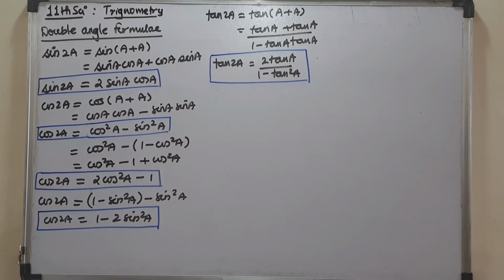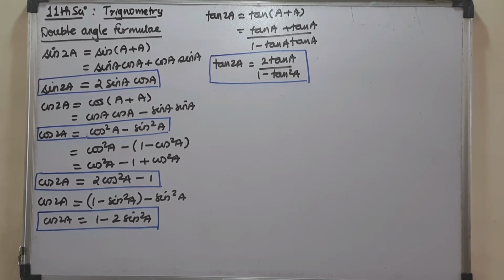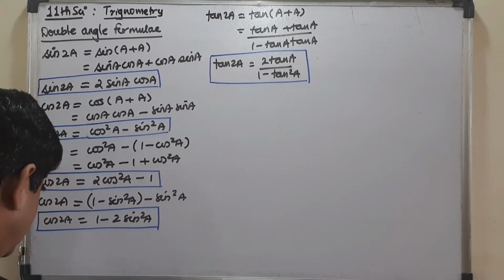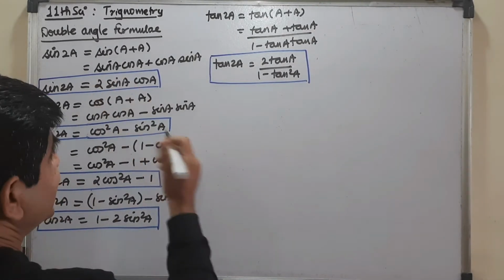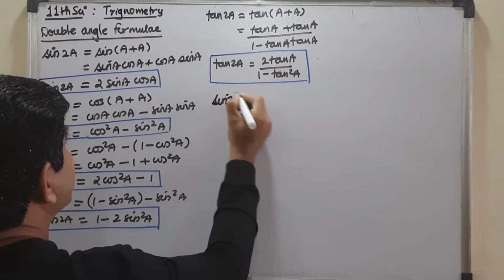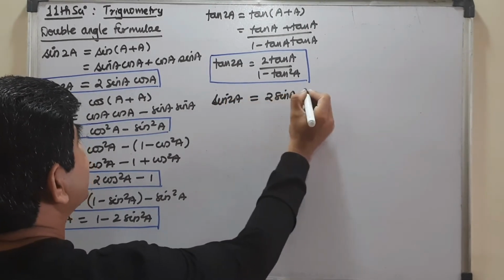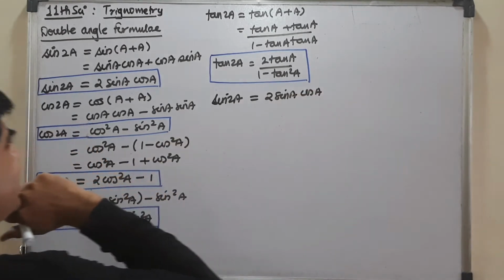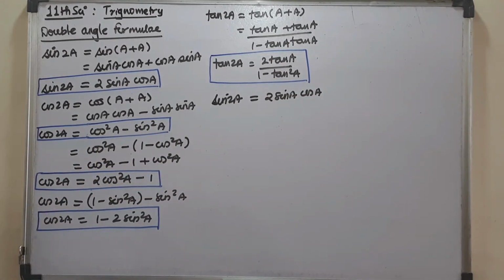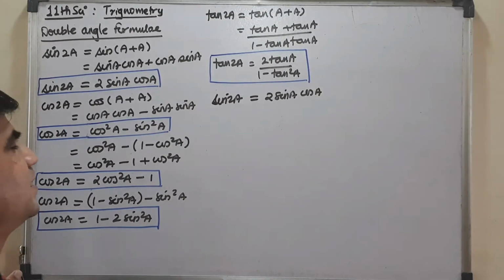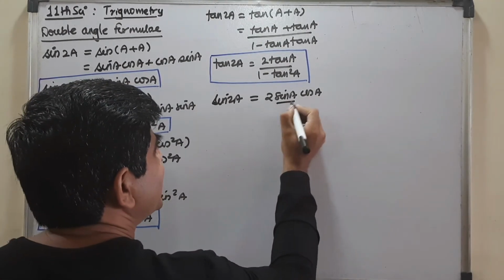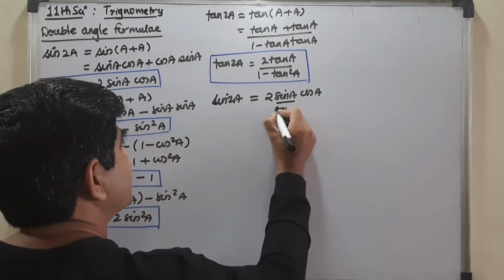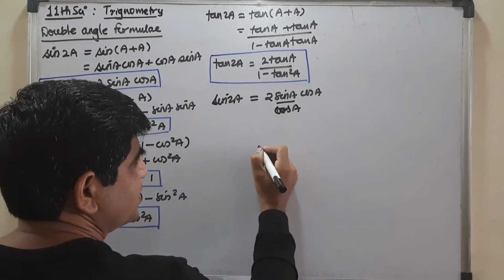Now can I do something else over here? Sin 2A, let us see this also. Sin 2A is what? 2 sin A cos A. Can I make it so-called tan? To make it tan, I need to divide this by cos A.